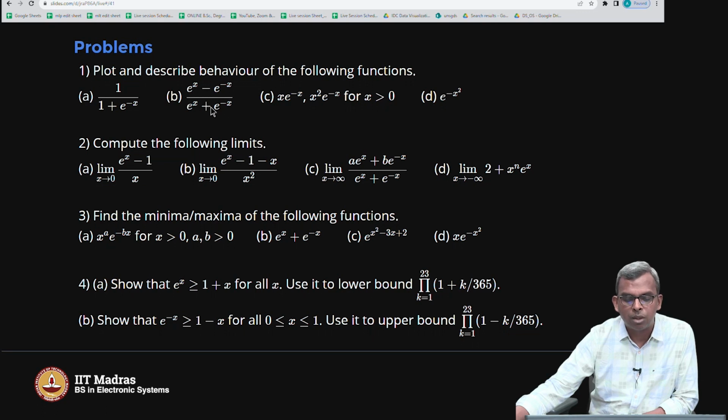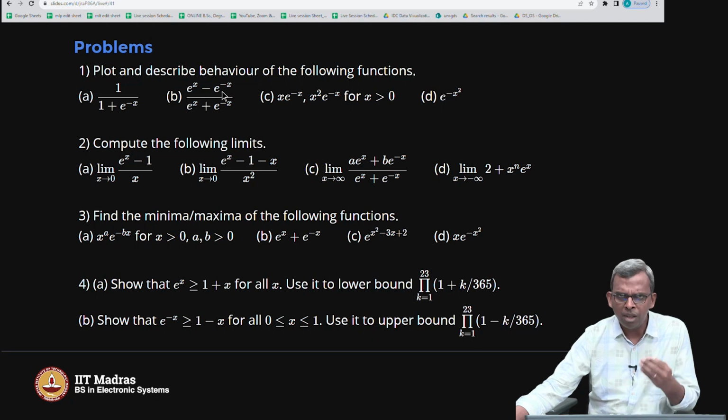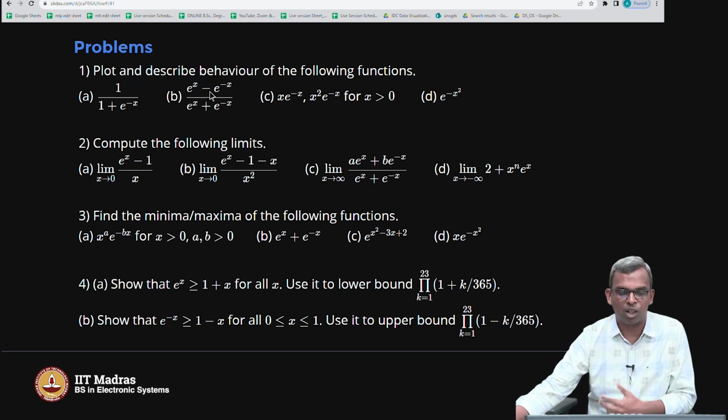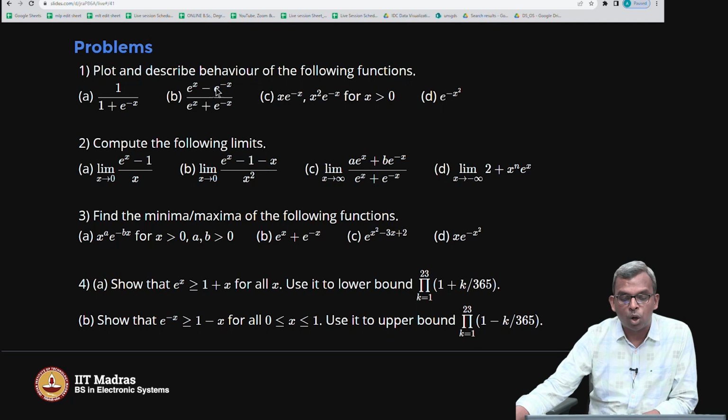E power minus x is going to be much smaller than e power x. So if x is positive, even for moderate values like 5, 6 and all, I'm expecting e power x to dominate over e power minus x. So the numerator will roughly be e power x. The denominator again will roughly be e power x. So as x becomes moderately high, I'm expecting this ratio to become e power x by e power x, that is 1.